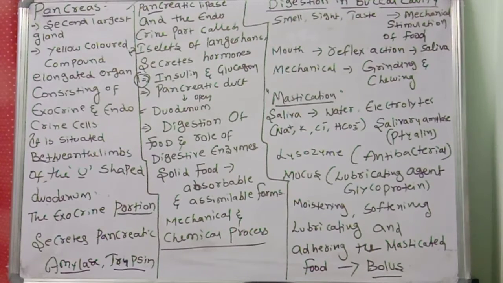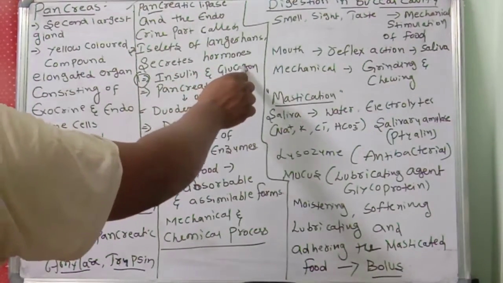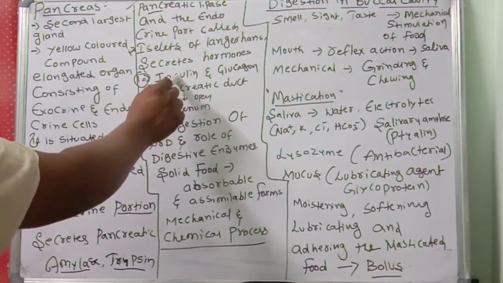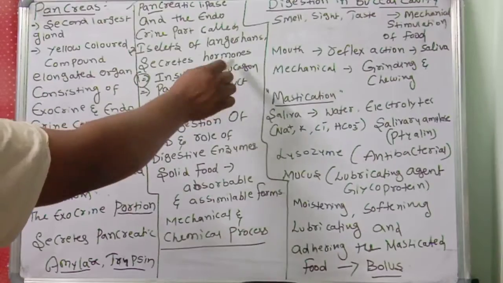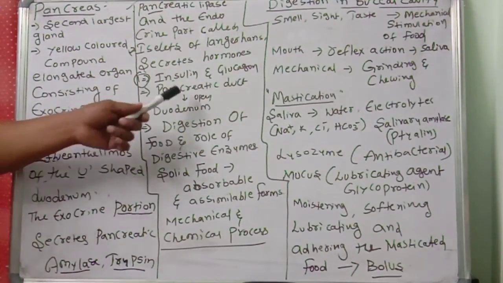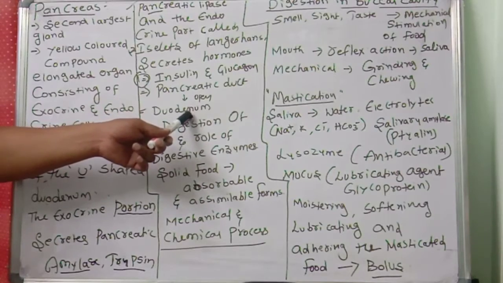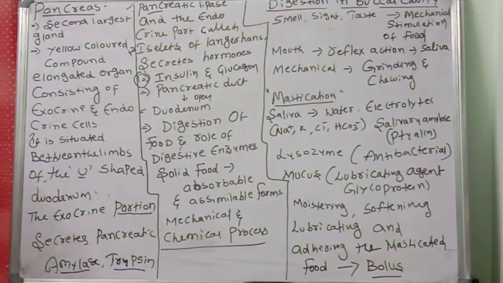Islets of Langerhans, how many types? You know very well: alpha cells, beta cells, gamma cells, delta cells. That one we will discuss. But here, mostly insulin and glucagon come from alpha and beta cells. Alpha cells secrete glucagon, beta cells secrete insulin, which help in the conversion of glucose to glycogen and glycogen to glucose. Insulin converts glucose to glycogen. Glucagon converts glycogen to glucose. So insulin is called the hypoglycemic hormone. Glucagon is called the hyperglycemic hormone. Next, the pancreatic duct opens directly into the duodenum.